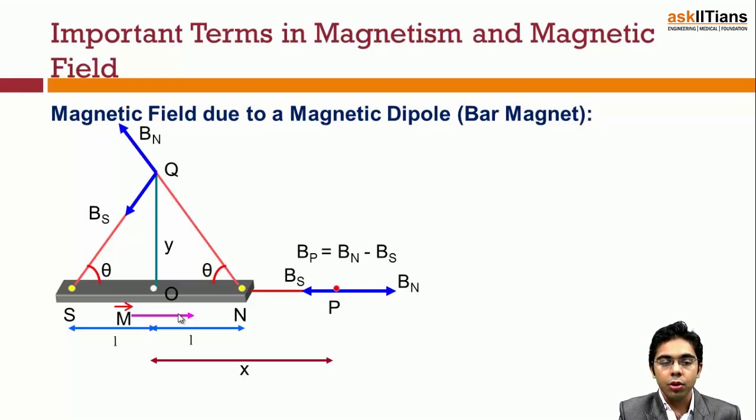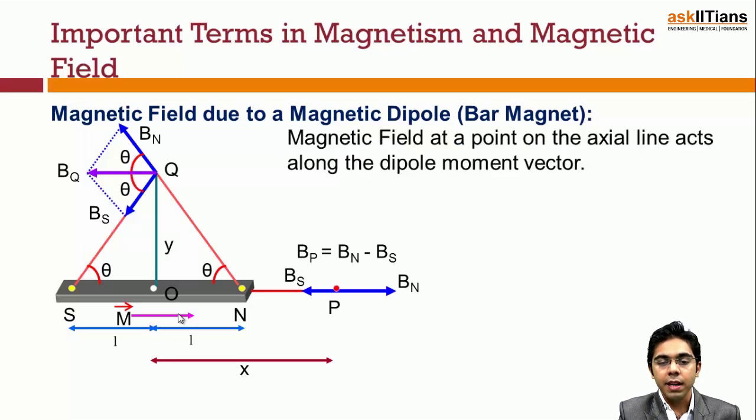So let's apply the parallelogram law. BQ will denote the magnetic field at point Q, that is the resultant magnetic field. After resolving these magnetic fields, we get the magnetic field at point Q, and its direction will be opposite to the direction of the magnetic dipole moment, as we can see from the figure. So this will make an angle theta.